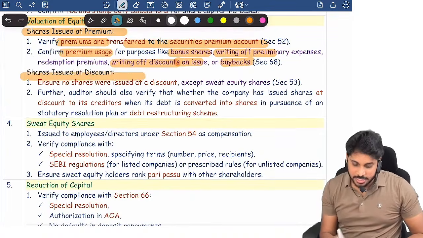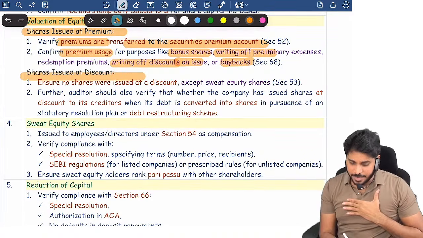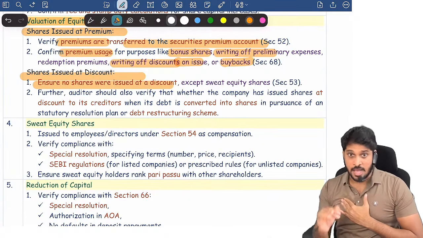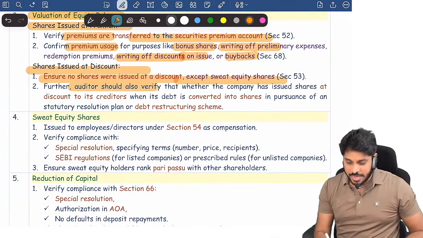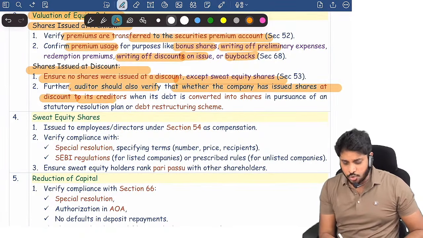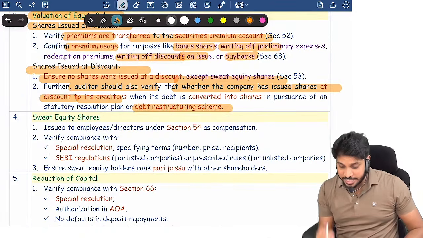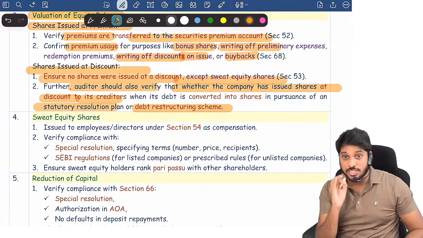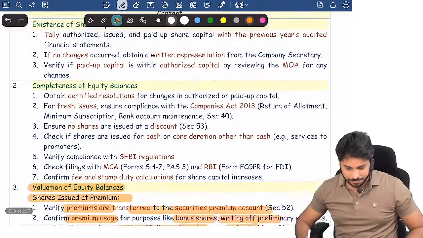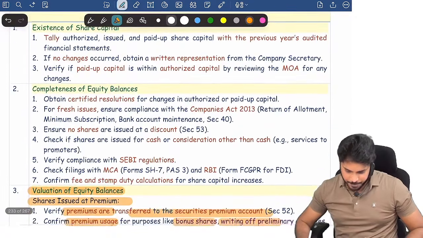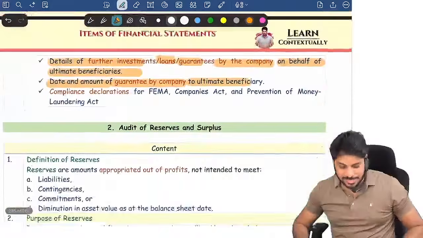Then again, shares issued at discount. Generally, a company is not permitted to issue shares at a discount, am I right? Except sweat equity shares. Yes or no? Further, the auditor should verify whether the company issued any shares at a discount to its creditors as part of a debt restructuring scheme or a resolution plan. Check that out. If there is such a scheme, then no problem. That's it, guys. Share capital is completely done.